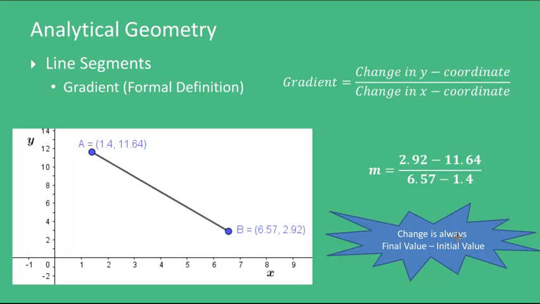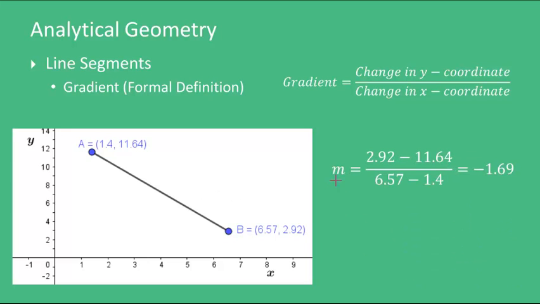So note, change is always going to be defined as the final value minus the initial value. The change in the y-coordinate is the final y value minus the initial y value, and the change in the x-coordinate is the final x value minus the initial x value. You need to define which of these is initial and which is final, and I recommend that the point to the left is our initial, and the point to the right is our final point. So if we complete this, the gradient, and we use the symbol m for gradient, is going to be 2.92 minus 11.64 divided by this, which gives us minus 1.69. Of course, we know intuitively that this line segment has a negative gradient. If we had a little marble here, it would just roll to the right, coming down.